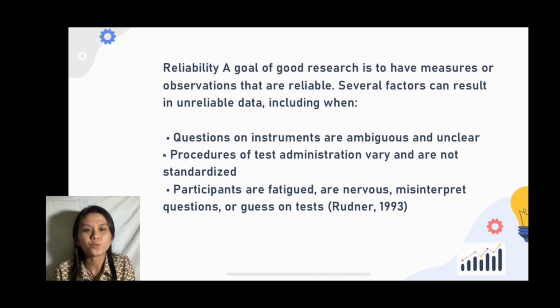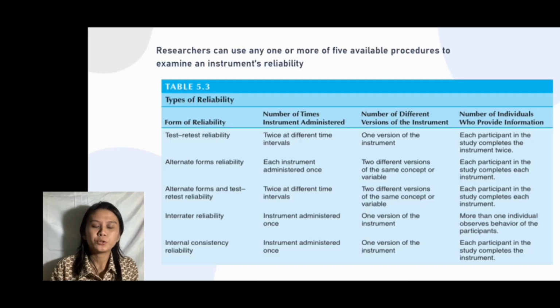The goal of good research is to ensure reliable measures or observations. Unreliable data can result from factors such as ambiguous questions, inconsistent tests, procedures, and misinterpretation. Therefore, researchers strive to minimize these issues to ensure the reliability of their data. Researchers can use any one or more of 5 available procedures to examine an instrument's reliability.